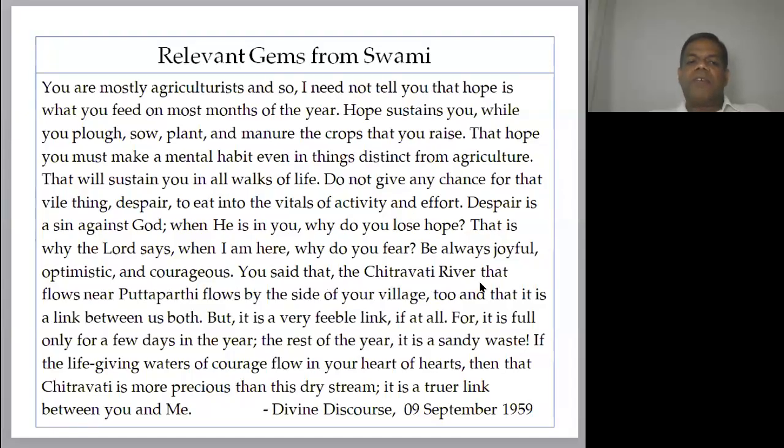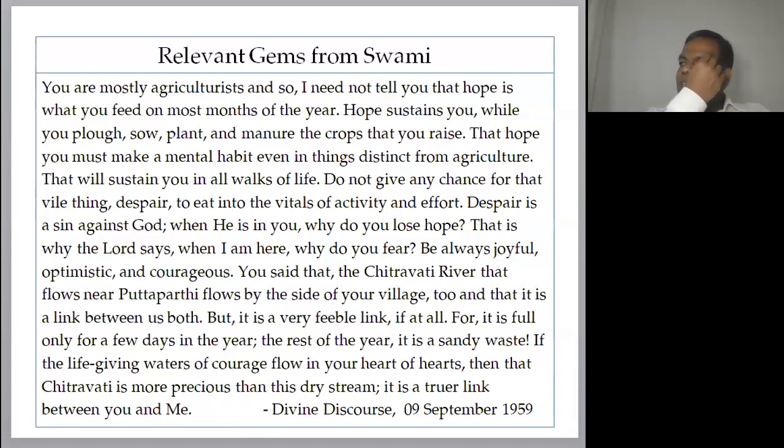You said that the Chitravati river that flows near Puttaparthi flows by the side of your village too, and that it's a link between us both. But it is a very feeble link, if at all, for it is full only for a few days in the year, and the rest of the year it is a sandy waste. If the life-giving waters of courage flow in your heart of hearts, then that Chitravati is more precious than this dry stream. It is a truer link between you and me.